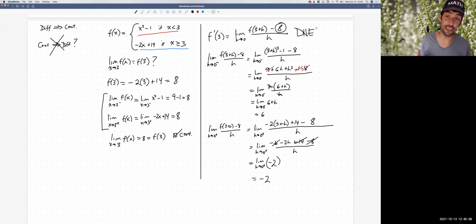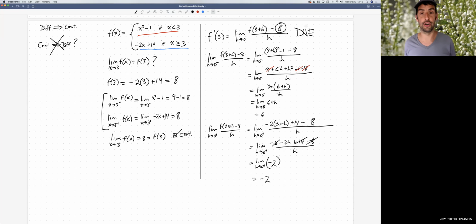So here we have a function that's continuous, but not differentiable. So differentiability tells us we have continuity. Continuity does not mean we have differentiability. You can, but it's not a guarantee.